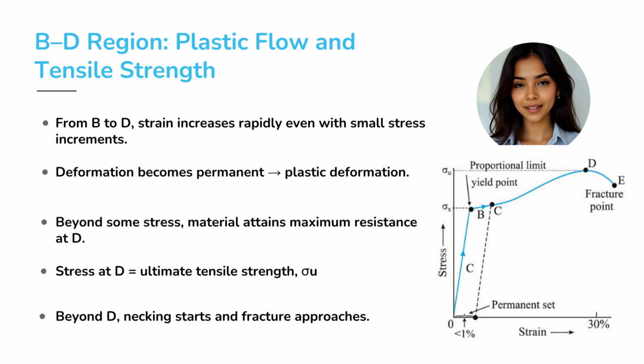At point D, the material reaches its maximum resistance. The stress here is the ultimate tensile strength, sigma u. Beyond this, no matter how carefully you pull, failure is inevitable. In the graph, point D is the peak, the tallest mountain before the downhill slide.